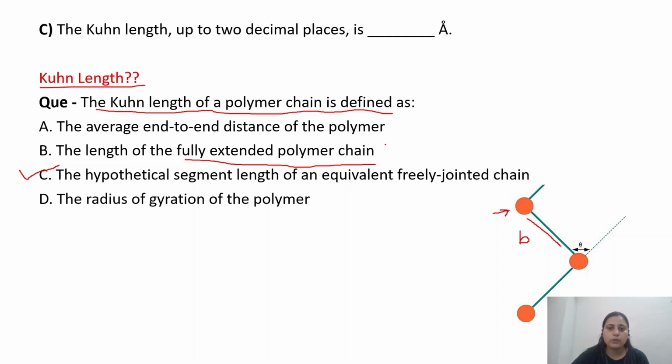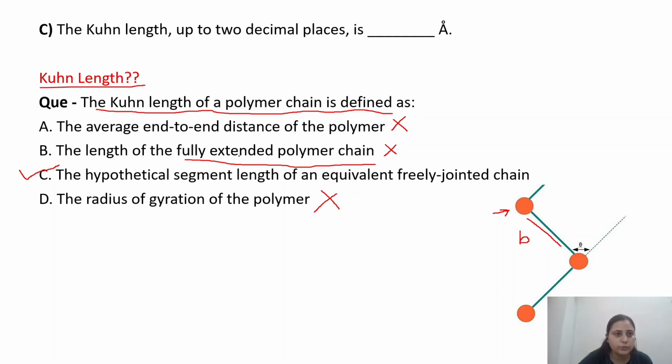And first is the average end-to-end distance of the polymer. So it can also be wrong. These A, B and D cannot be correct because they talk about some different lengths, while C is the correct option. So let's move to the next question.